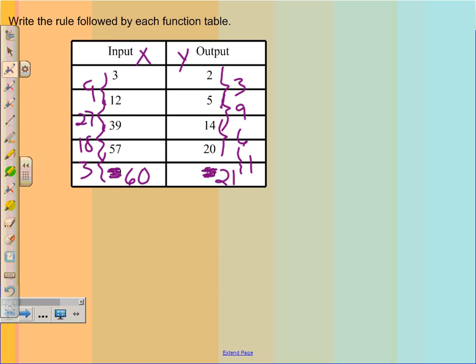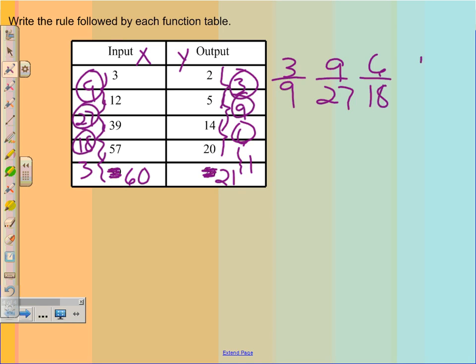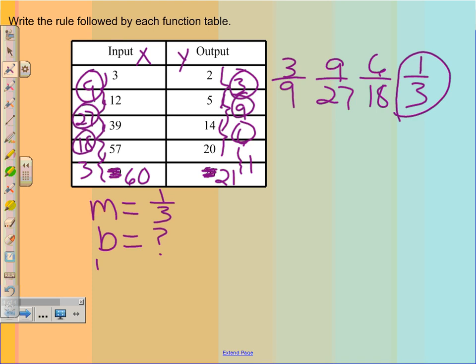So I want to check my ratio because we're not just looking at the ordered pair, we have to look at the change in the y's versus the change in the x's. So it looks like I've got 3/9, I've got 9/27, I have 6/18, and I have 1/3. So that means they're all proportional, and I'm going to choose the one that is in lowest terms. Of course 6/18, 9/27, and 3/9 all reduce down to 1/3. So I know my m value is 1/3. My b value, well, I don't know that yet, but I will soon enough.